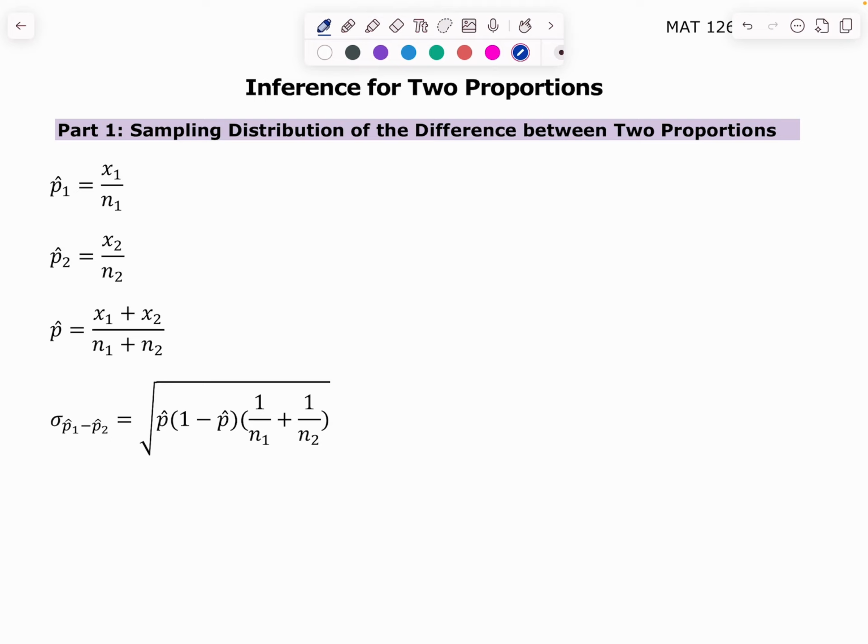So the first thing we need to look at is some information about the sampling distribution. So we have four different things here. The first thing is p hat 1. This is the sample proportion of the first group.